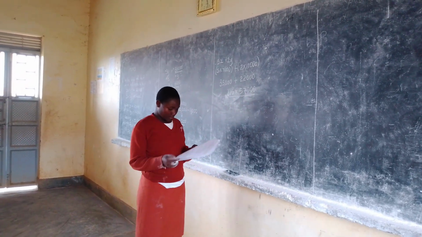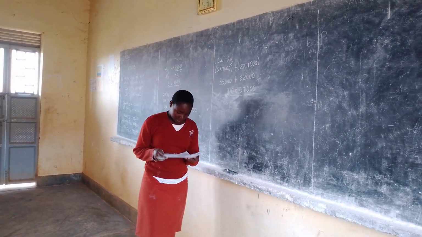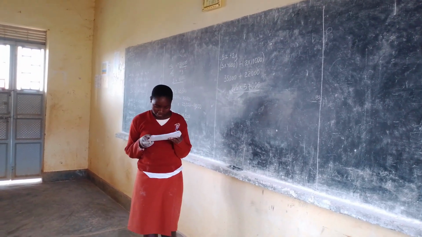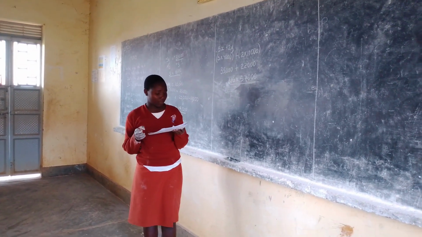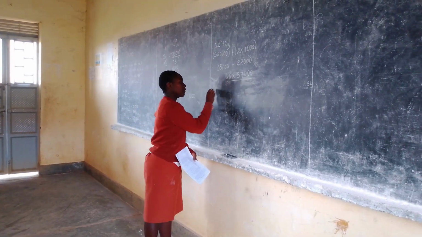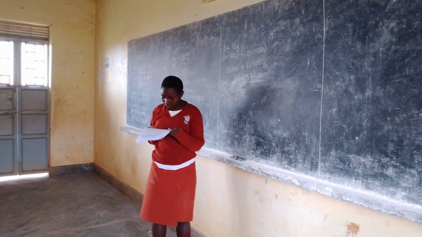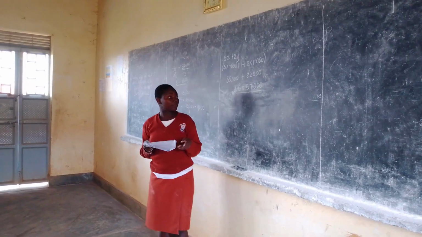And in the question they ask, how much profit will the carpenter earn from the school's order? Therefore, the carpenter will earn a profit of 57,000 from the school's order.